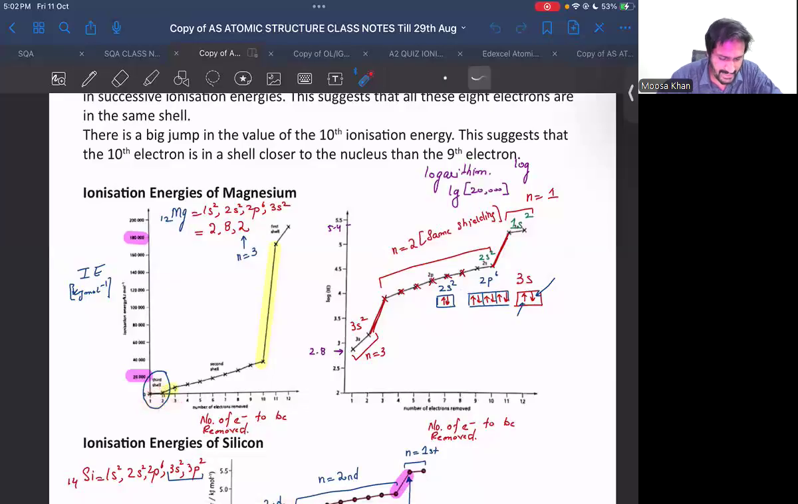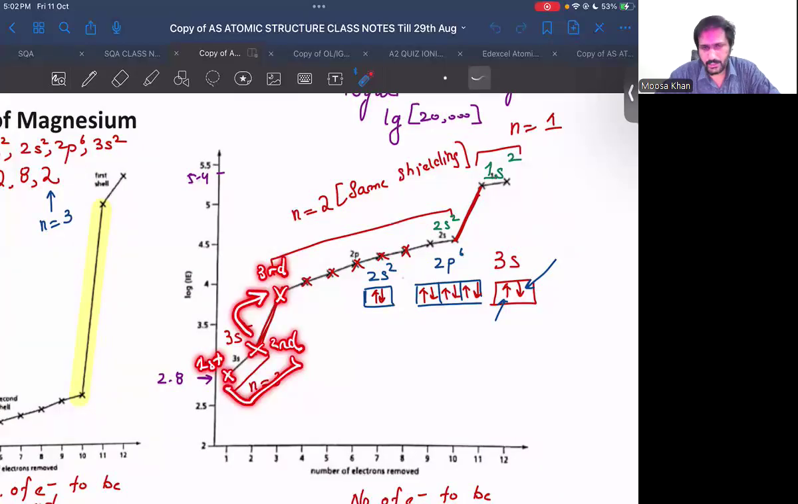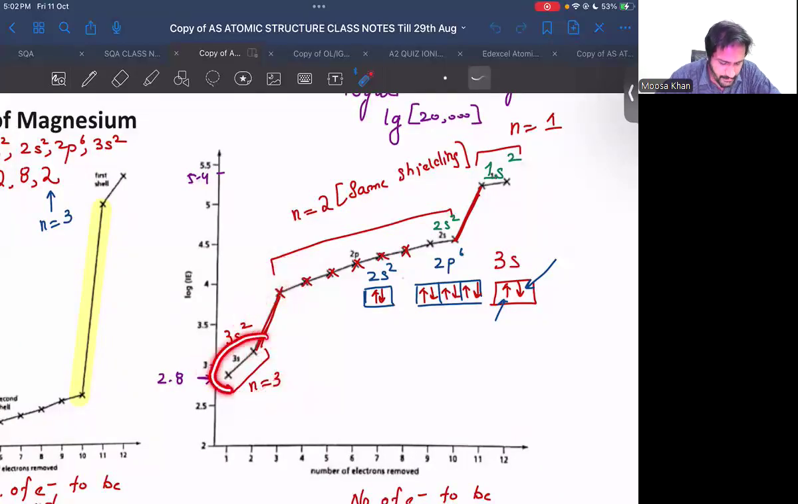But with the logarithm, we can make the values separated from each other. So the first ionization energy has a value, whatever it is. The second ionization energy has a greater value. But if you just see the third ionization energy, its value is much greater as compared to first and second ionization energy. This is a big jump. So the big jump comes after 2 electrons. Once you have removed 2 electrons from this particular atom, there is a big jump.